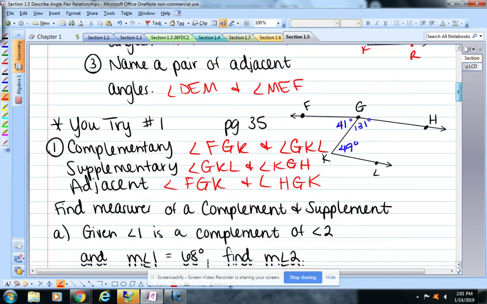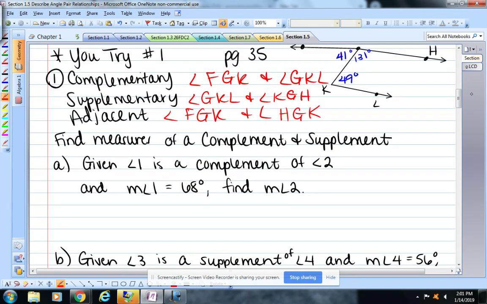Okay, let's talk about finding a complement and a supplement. Now that's pretty easy. A complement is what you add to something to get 90. And a supplement is what you add to something to get 180. Because we know complementary adds to be 90, supplementary adds to be 180. So you just need to see that word, complement. That means they're going to add to make what? 90. That means complementary. Okay? So if they're complements of each other, that means together they add to make 90.